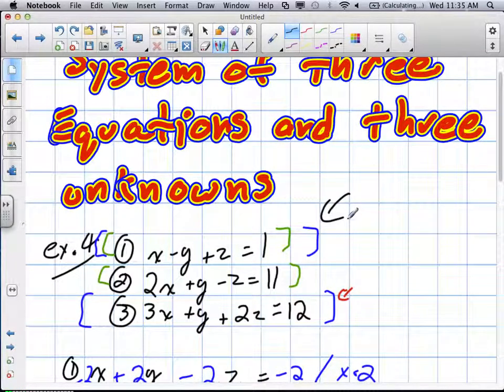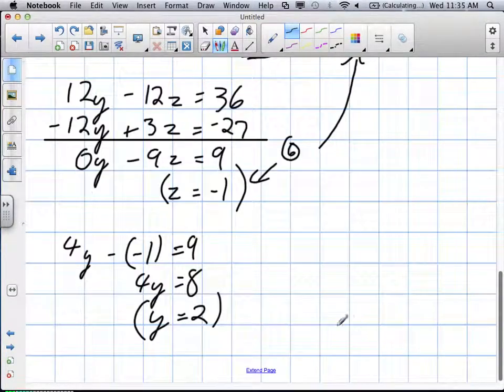We can then plug it into any of the first 3 equations. We'll have a y value and a z value, and we solve for x. We'll plug it into the first one, since x minus y plus z equals 1.